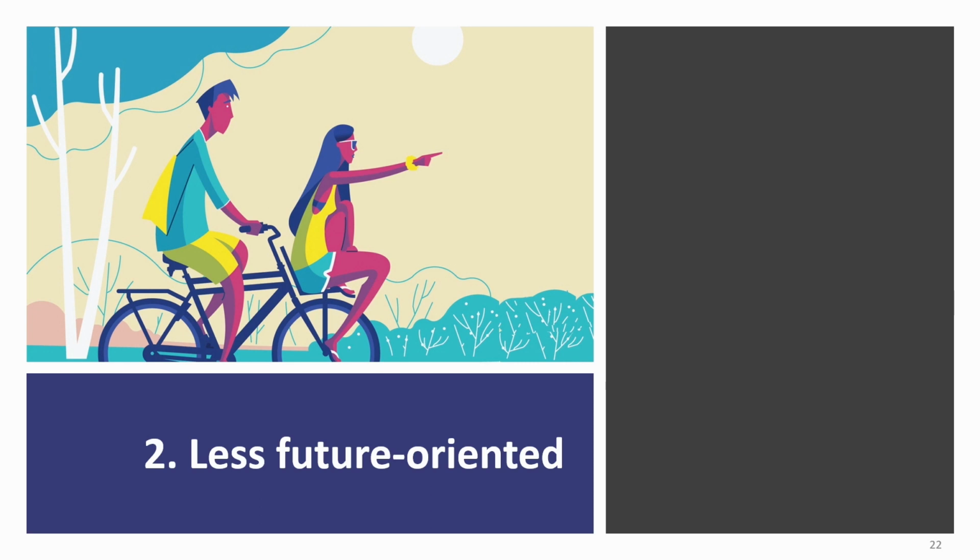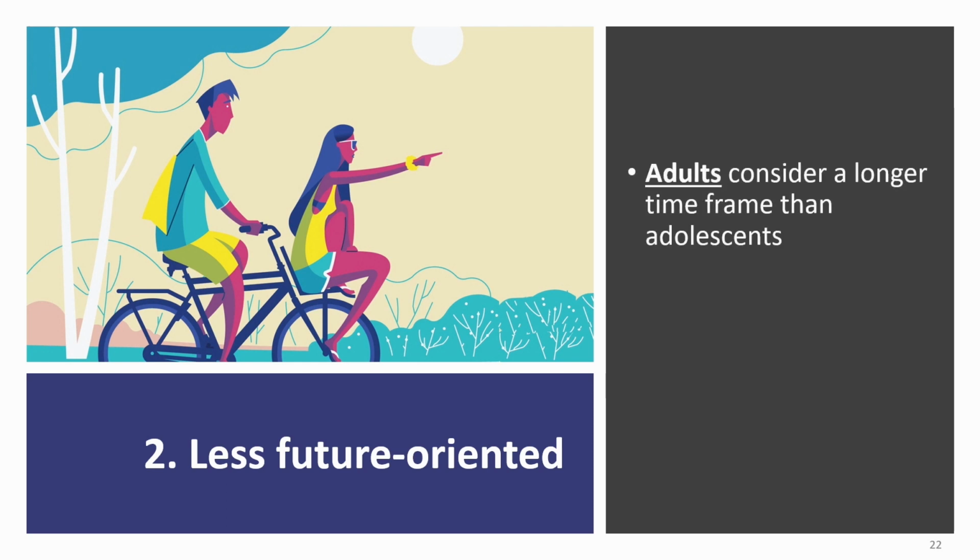Kids are less future oriented. Compared to adults, adults typically, when making a decision, consider long time frames, consider the future result of an action much more than an adolescent does. So adults typically will consider longer time frames than adolescents, and adolescents tend to discount the future much more than adults do.